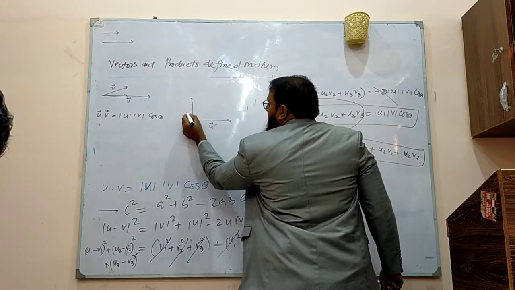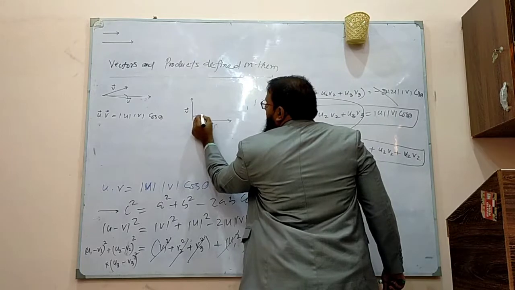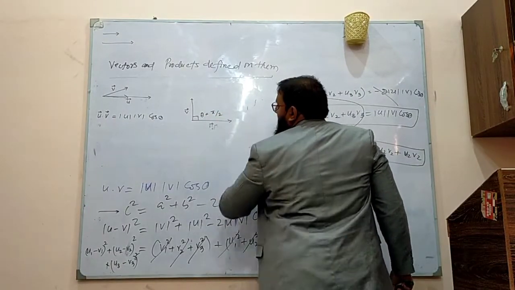This is your vector v and this is u and v and the angle between them is pi by 2.